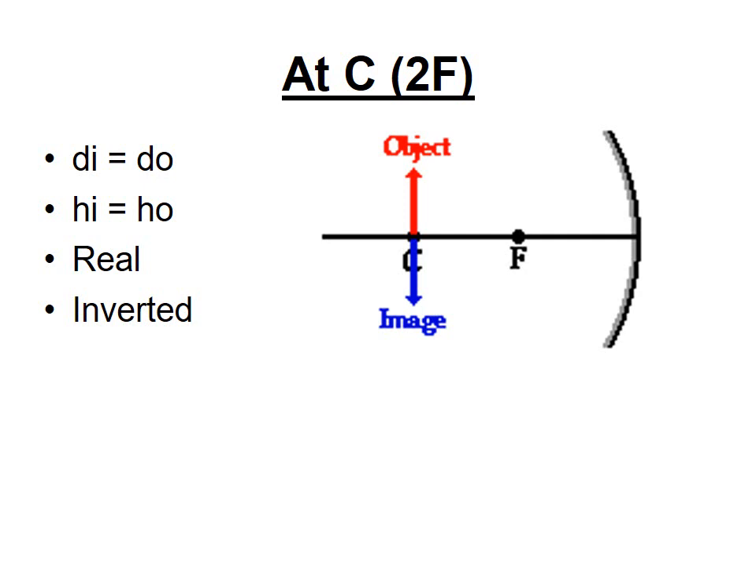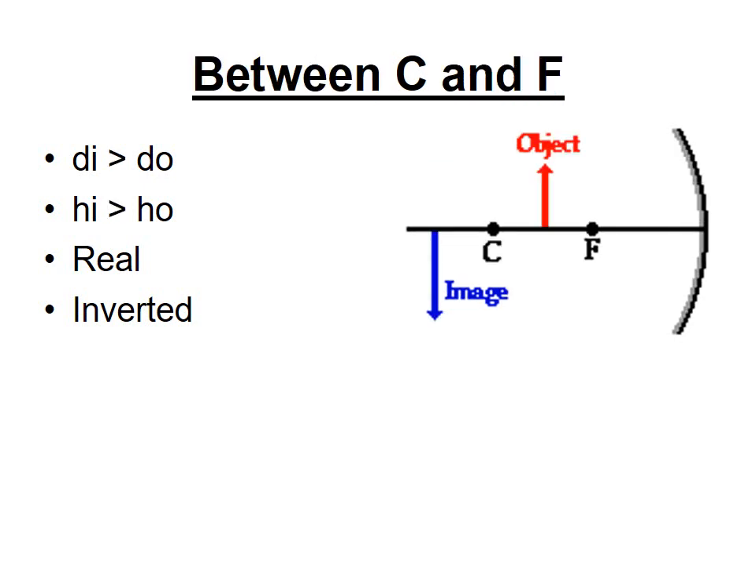So for example, when you're at the center of curvature, so 2 focal lengths away or 2 focal points, you can say as well. When you're between the center of curvature and the focal point, your image, you'll notice, is going to be larger, it's going to be farther away, so di is larger than do, it's going to be real, and it's going to be inverted.